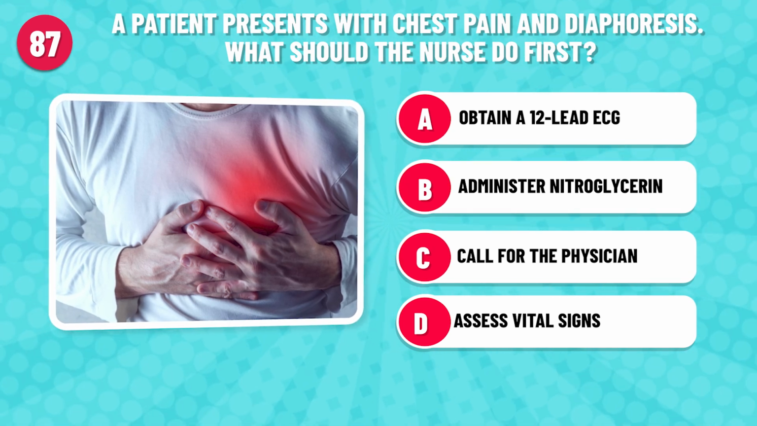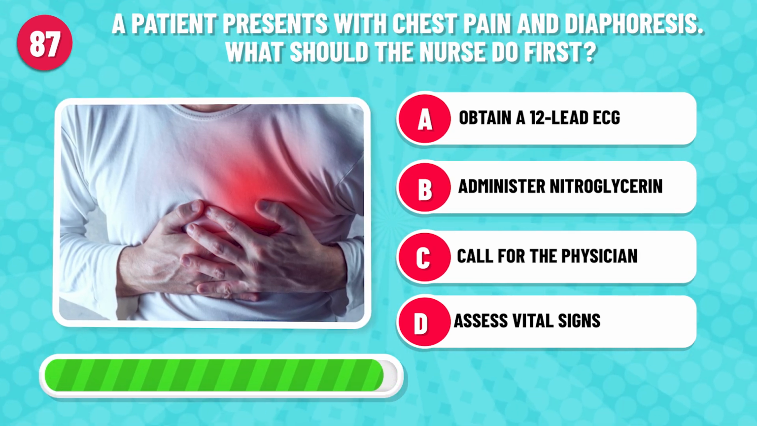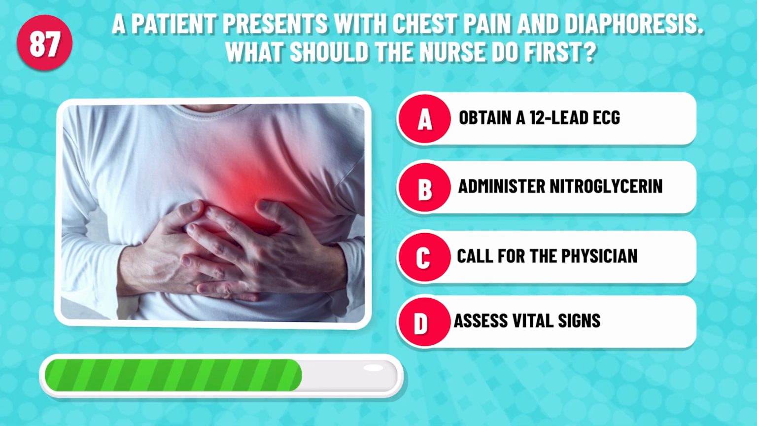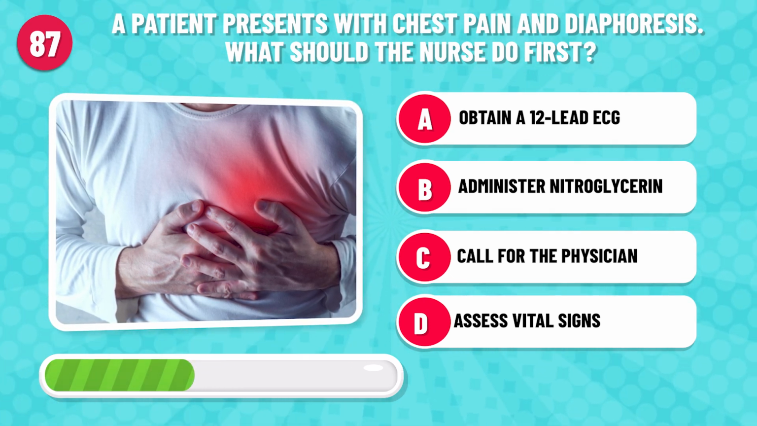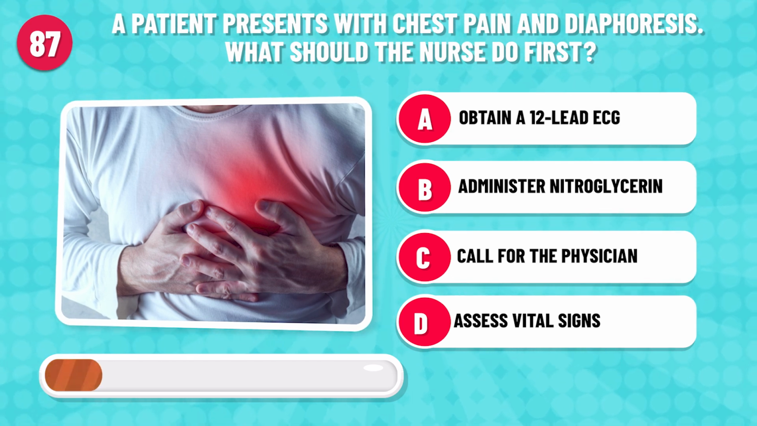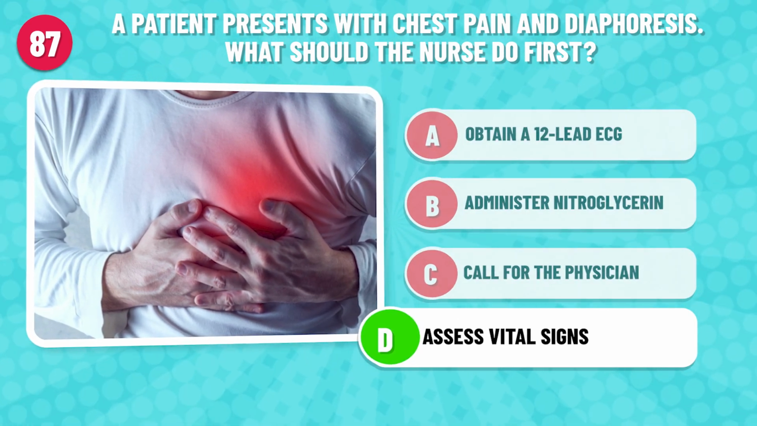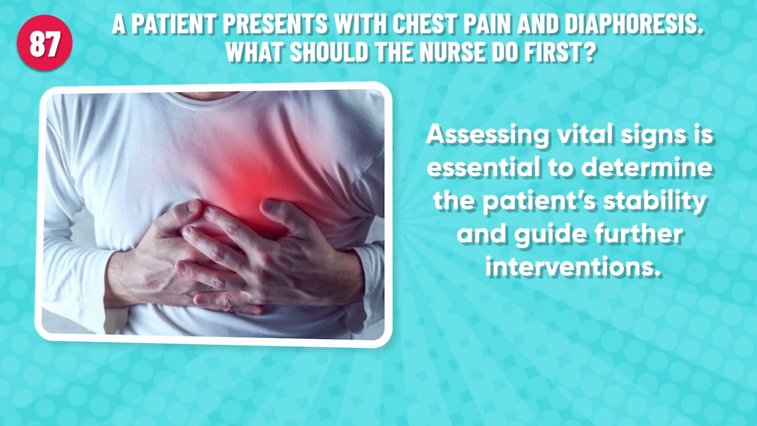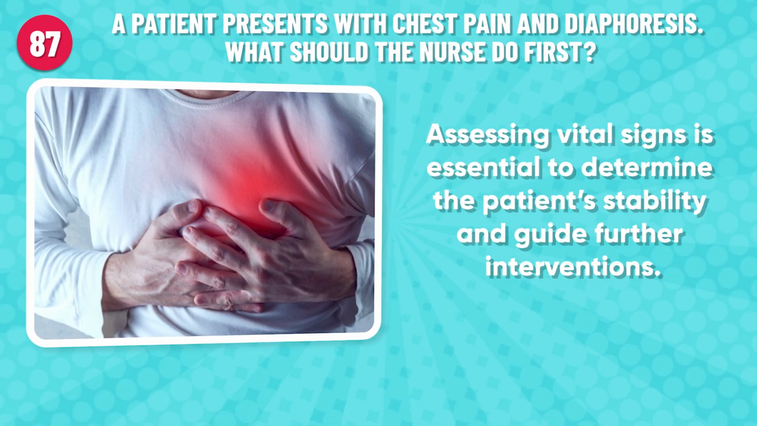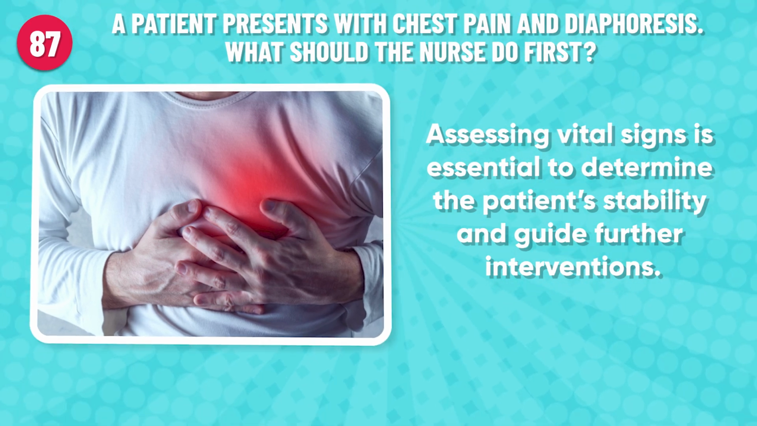A patient presents with chest pain and diaphoresis. What should the nurse do first? It's D. Assess vital signs. Assessing vital signs is essential to determine the patient's stability and guide further interventions.